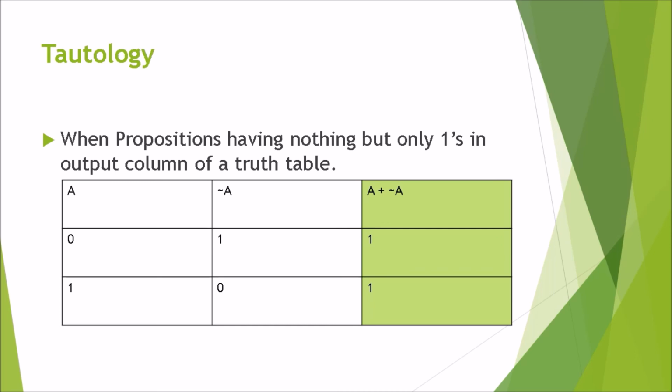Next, tautology. When propositions have nothing but only ones in the output column of a truth table, then it is a tautology. Here we have taken one proposition A and its negation, not A. Now when we use disjunction, A plus not A, we will get only ones. So hence it is a tautology.